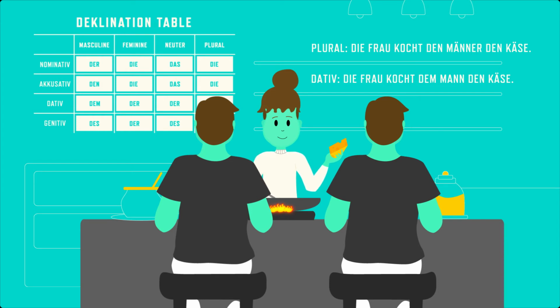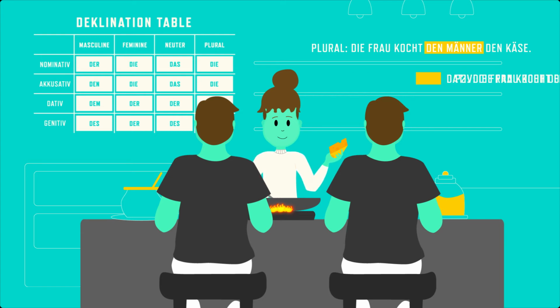You can see that the articles have changed from dem to den, and the noun has changed from Mann to Männer. Remember that when in plural and inductive form, you have to change from die to den. Why? That's just how it works.